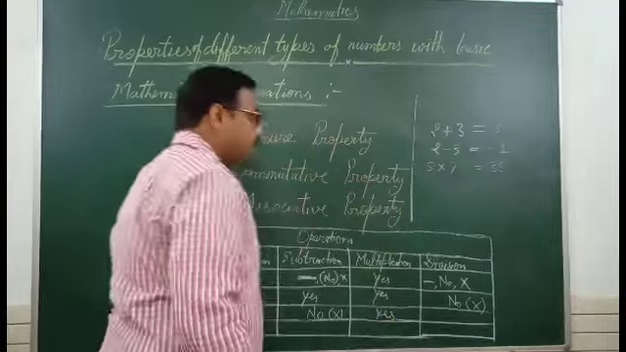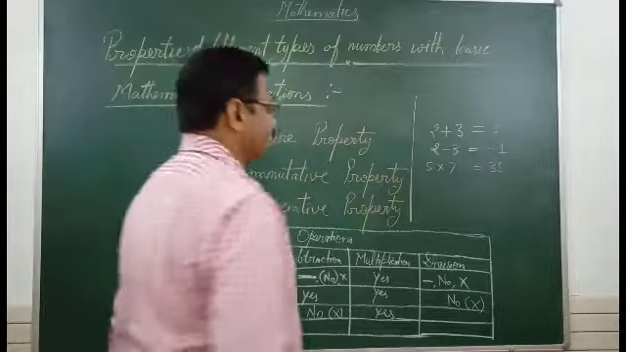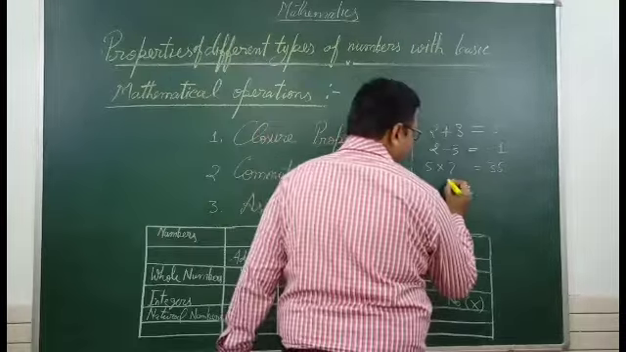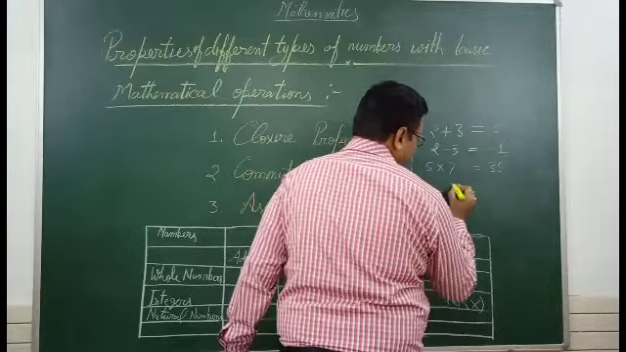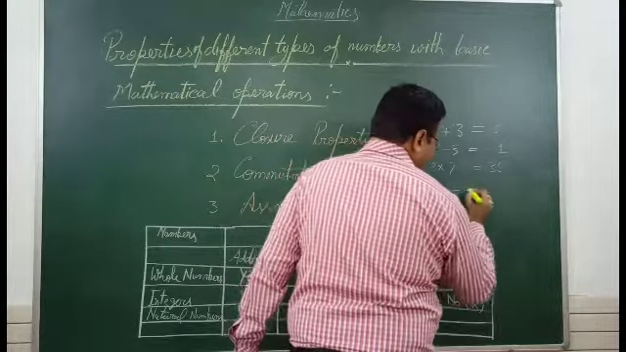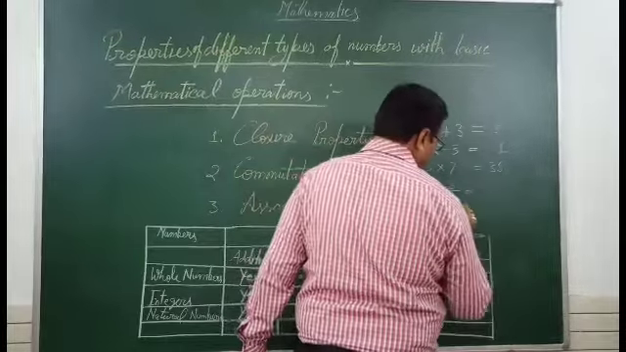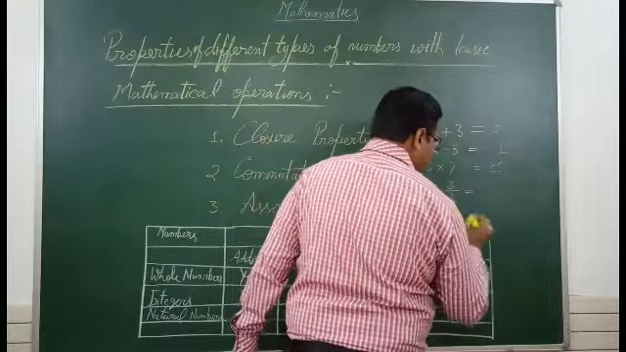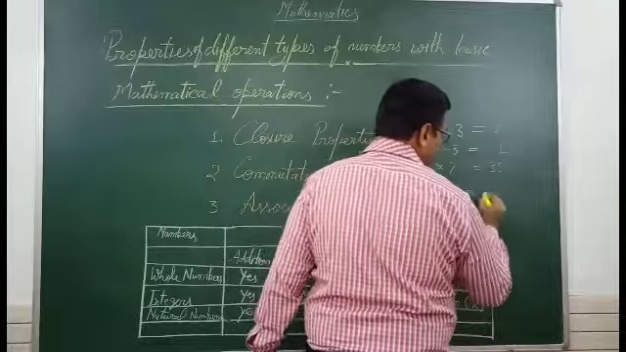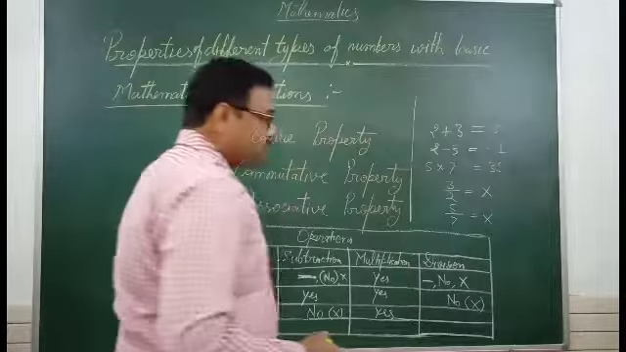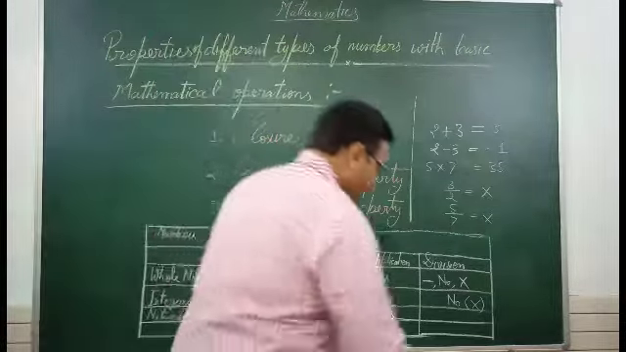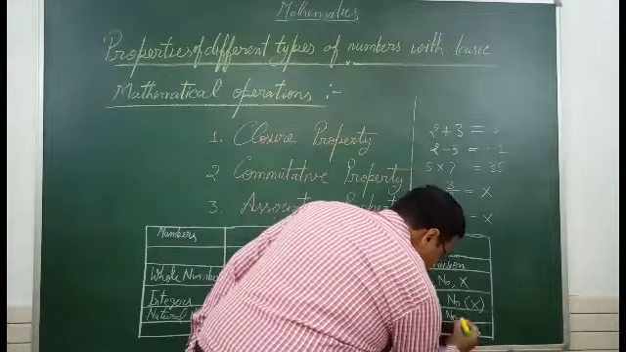Okay, but in division, this will not be possible. When you divide 3 by 2, or you can take 5 upon 7, all these are rational numbers, not natural numbers. So here you will put no.